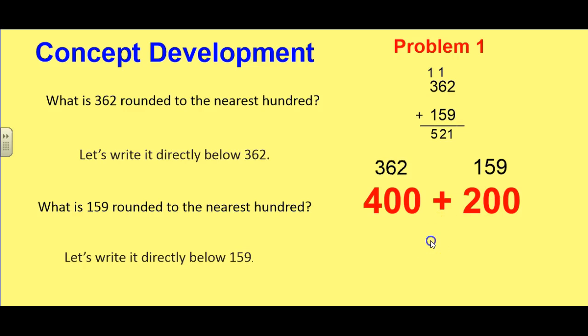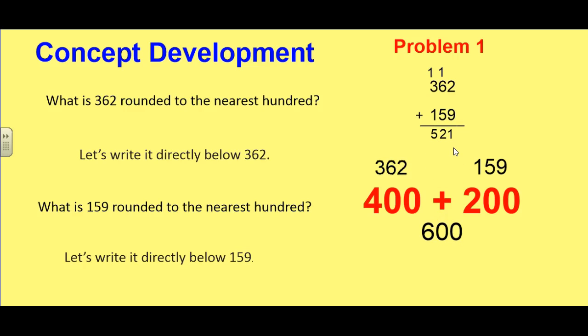So you get 400 plus 200, which is equal to 600. So when we're looking at this, our actual answer to our problem was 521. And when we took 362 and 159 and rounded those to the nearest hundred and then added that, we got 600. So when we're looking at 600 and 521, you can see that by rounding both of our numbers to the nearest hundred and getting 600, that's not very close to 521.